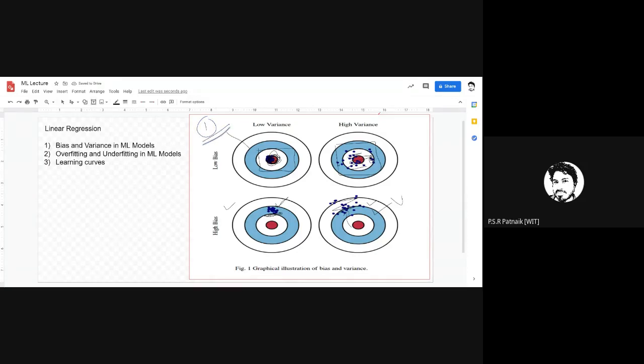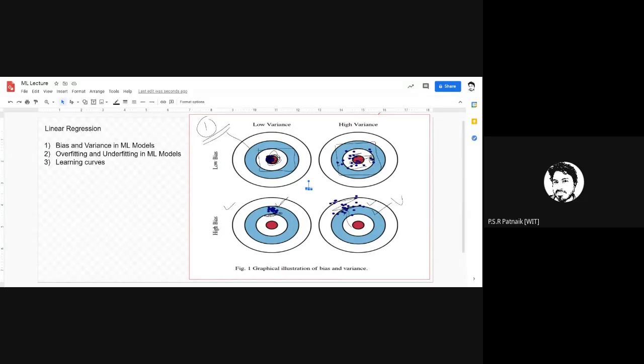So I hope now the concept of bias and variance should be clear to your mind. Is it clear? Let me know if you have understood the concept of variance and bias. Okay. Yes, it's very important to understand variance and bias, right?